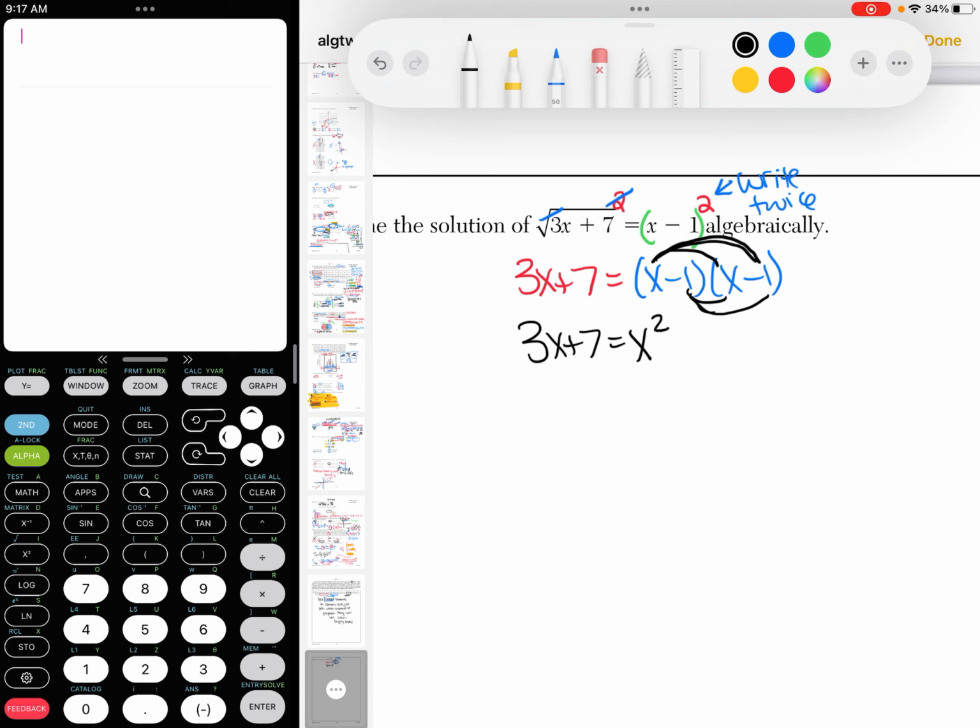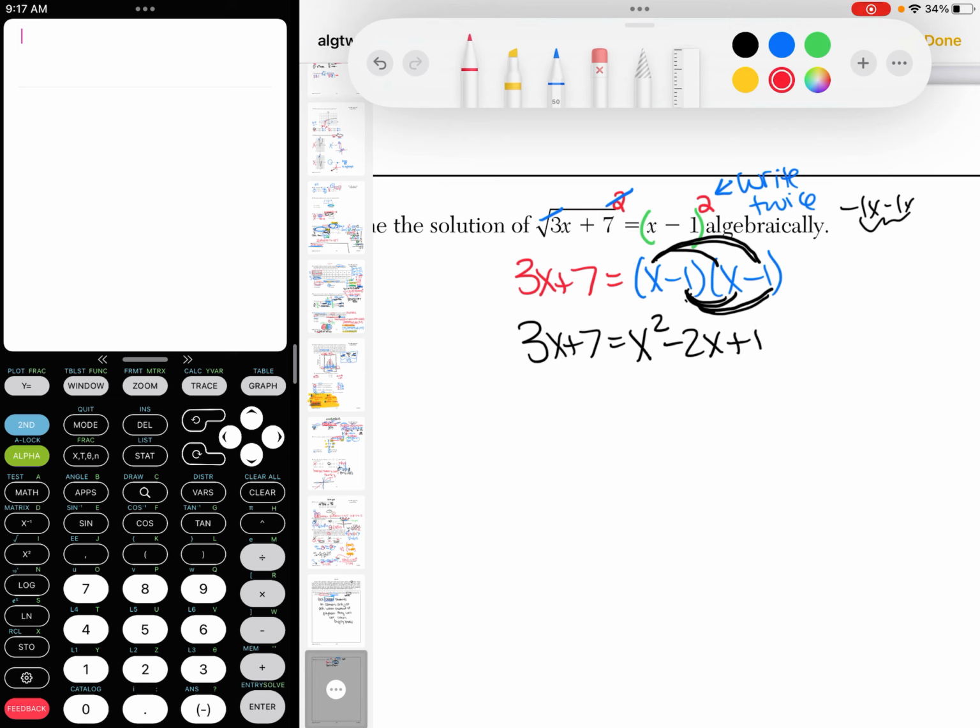So x times negative 1 is negative 1x. Negative 1 times x is another negative 1x. So what I'm doing in my head is negative 1x and negative 1x. Combine those to get negative 2x. You don't have to do it in your head. It's just a quick little step. And then last is negative 1 times negative 1, which is plus 1.